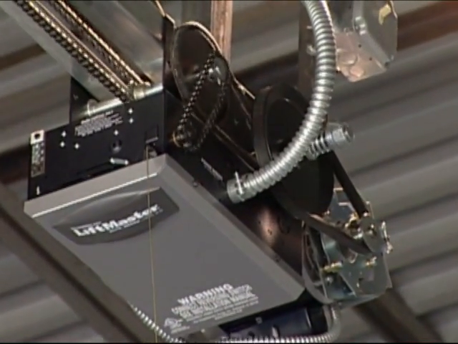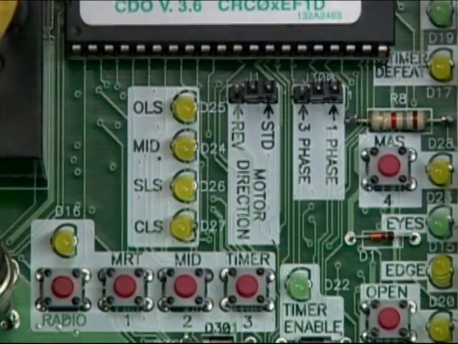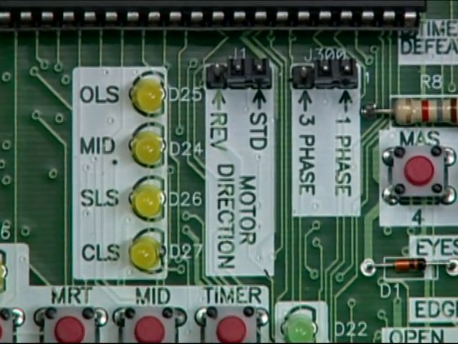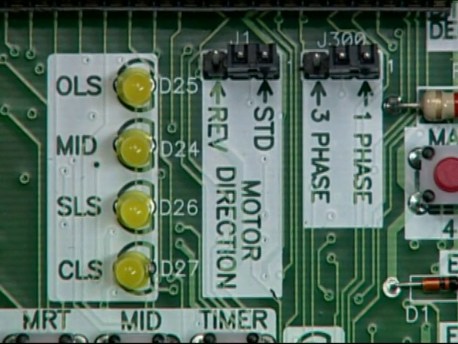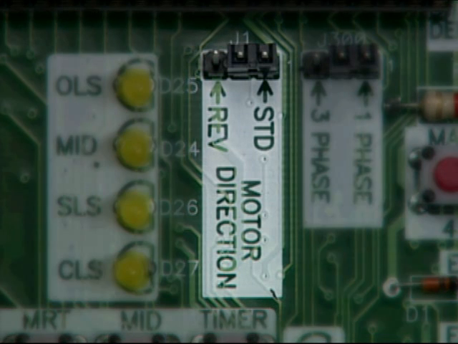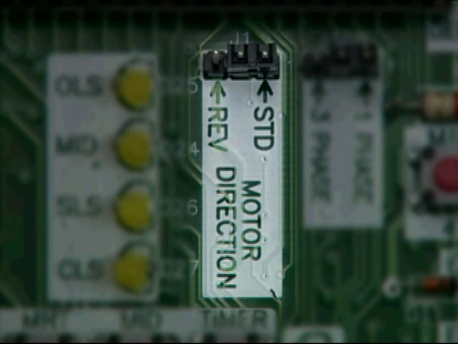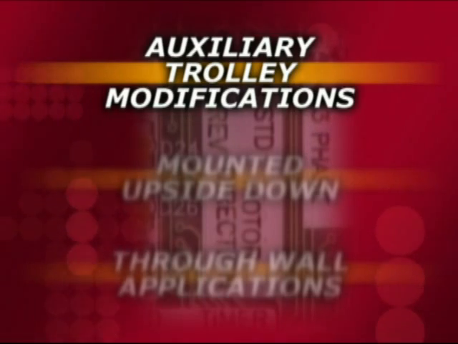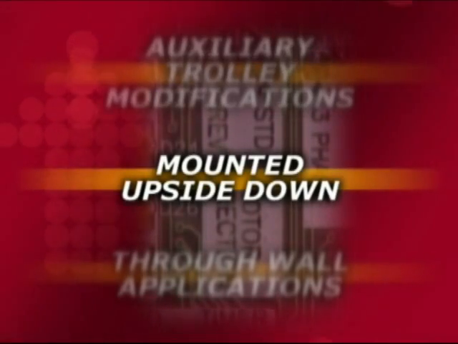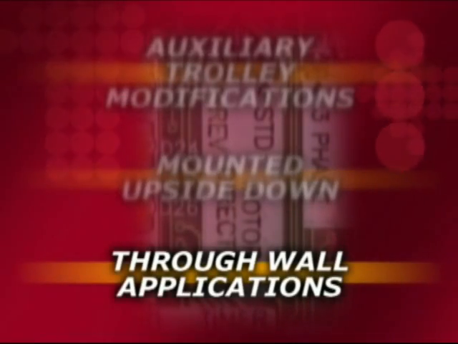LiftMaster's Elite Series Logic 3.0 commercial door operators feature a motor direction jumper that allows the installer to easily change motor direction by simply moving a jumper. With this feature, there is no need for rewiring. The Logic 3.0 control board software automatically changes the motor direction and reverses the open and close limit switches. It is only necessary to relocate the safety limit. This feature is most commonly seen on auxiliary trolley modifications, upside-down mounting, and through-the-wall applications.